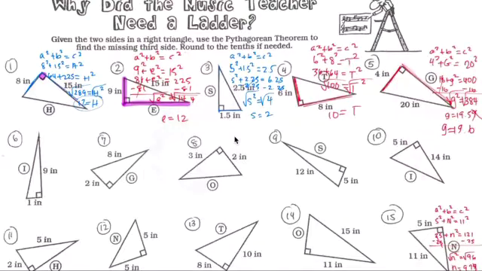And then you do the rest that same way. Identify A, B, and C correctly. I'll post the answer in Google Classroom as a PDF.